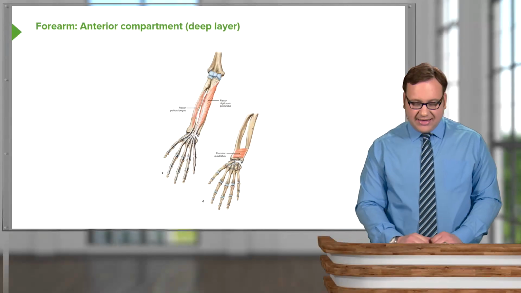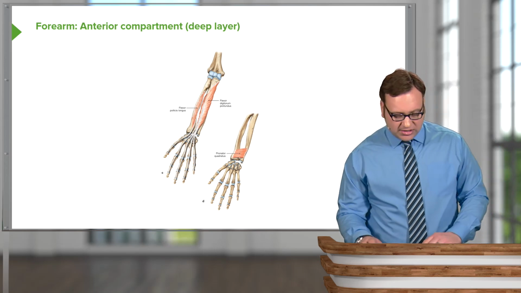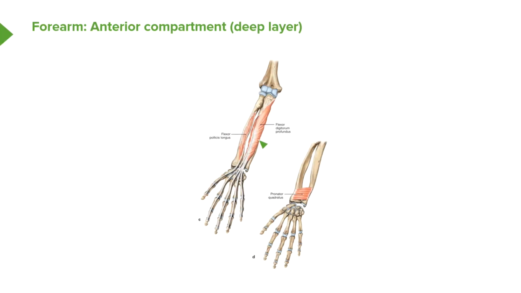If we then look at the deep layer, we can see we've got some muscles which are lying deep to flexor digitorum superficialis. We have flexor digitorum profundus. We can see that this is coming from the ulna. It's also coming from the interosseous membrane that's between the two bones of the forearm, the radius and the ulna. And this again gives rise to four long tendons that this time go towards the distal phalanx of each digit 2 to 5, not including the thumb.